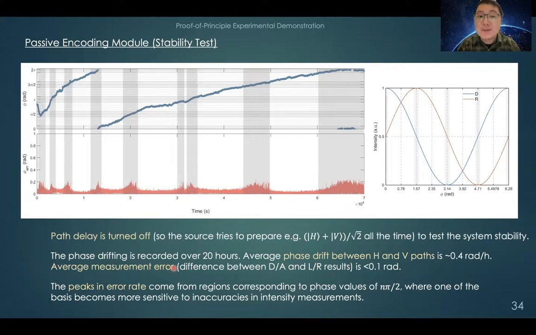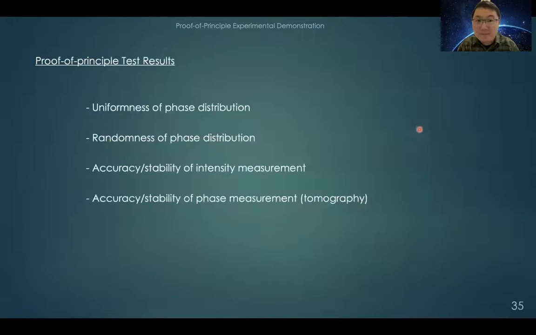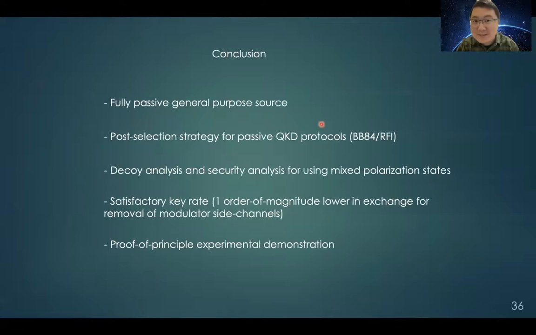We also see the average measurement error between the DA and LR results is below about 0.1 radian. Note that there are some peaks in the error that correspond to the peaks in those sinusoidal waves. In those regions, it's sensitive to the intensity accuracy and also fluctuations. But of course, you also have a different basis that's on a linear region, so you can always pick the better theta result among the 2. So overall, with the proof-of-principle test results, we show the uniformness and also the randomness of our phase distribution. We also show that we can perform accurate and stable intensity measurement as well as phase measurement.